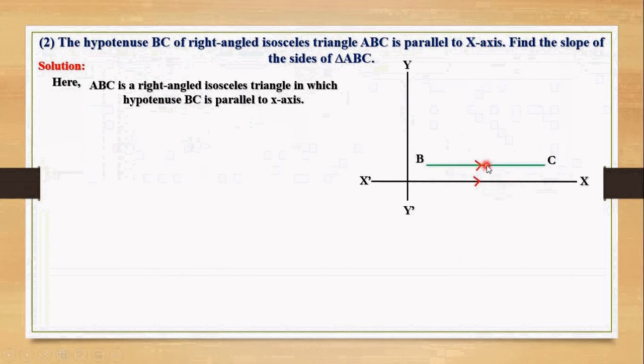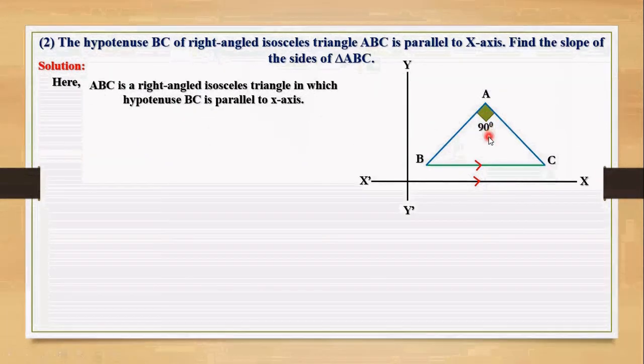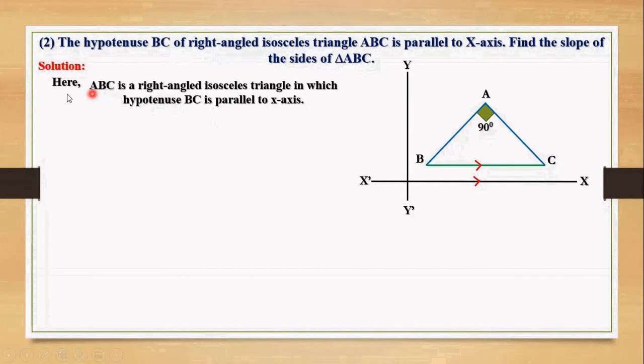The right angle is always opposite to the hypotenuse. So let's draw the right angle over here at A, this is the 90 degree right angle. Also, the question is telling that this triangle ABC is an isosceles triangle. So these two sides AB and AC are equal. Hypotenuse is the longest side and the remaining two sides are equal, so their base angles are equal. Since one angle is 90 degrees, the remaining two angles must be 45 degrees each.